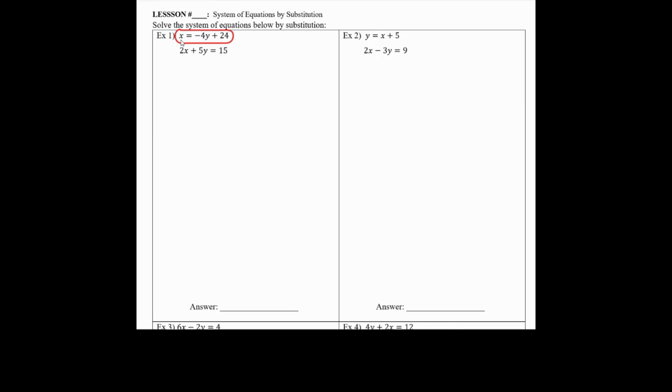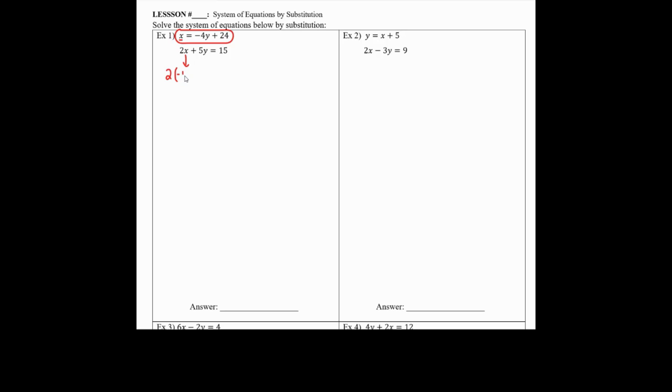Now, I look over here and I see the letter that is alone is X. So on the other equation, I'm going to put an arrow under the X. Now what I'm going to do is I'm going to copy the 2, and under the arrow, I'm going to put parentheses, and I'm going to write what's over here. Instead of X, I'm going to write negative 4y plus 24.